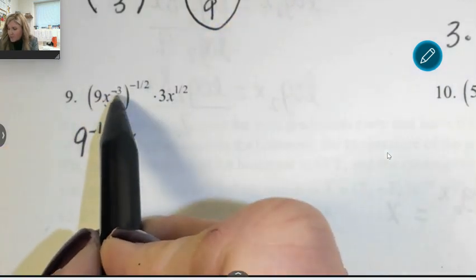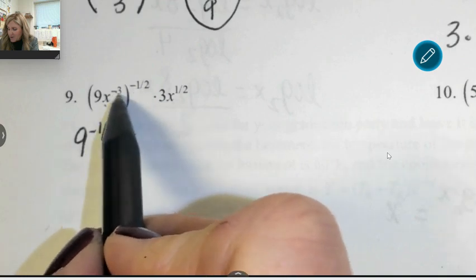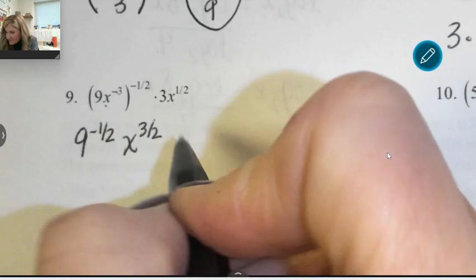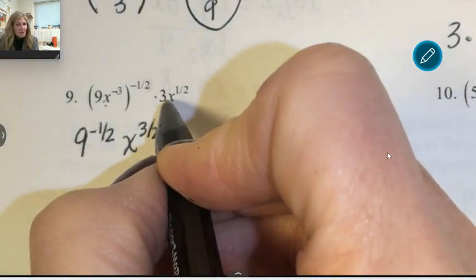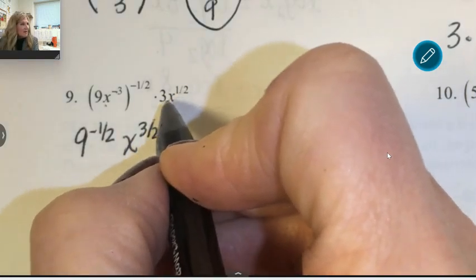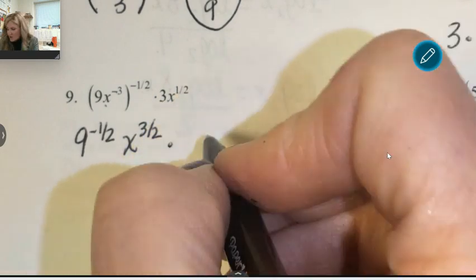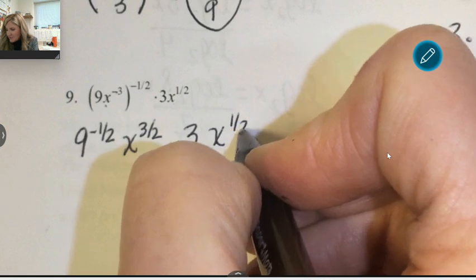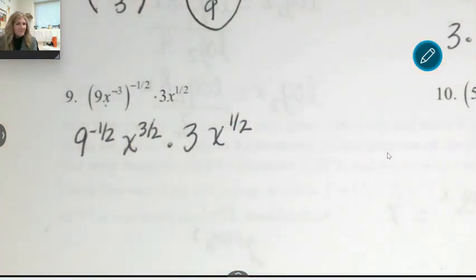What do we do when we have a power to a power? Try again. Okay. Is this 3 to the 1/2 power? No, so it's going to stay the same. Just the x is to the 1/2 power. See if you can finish.